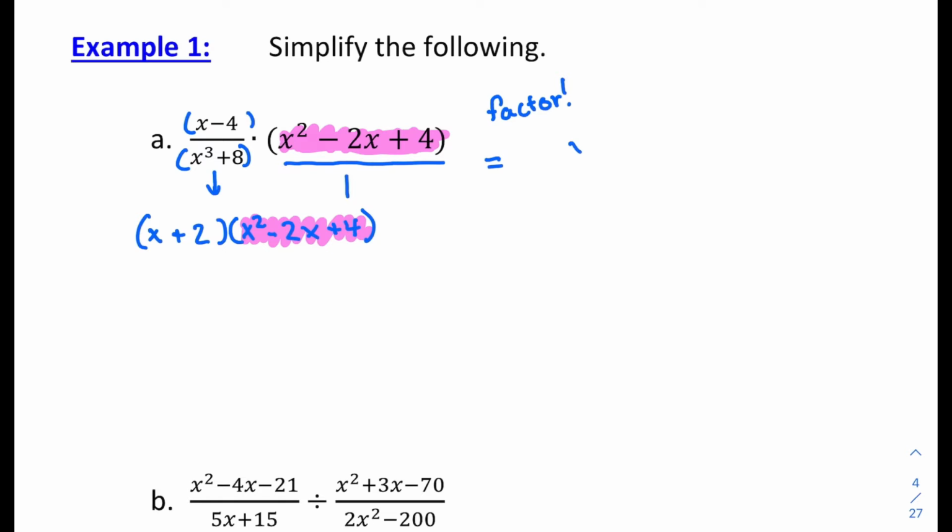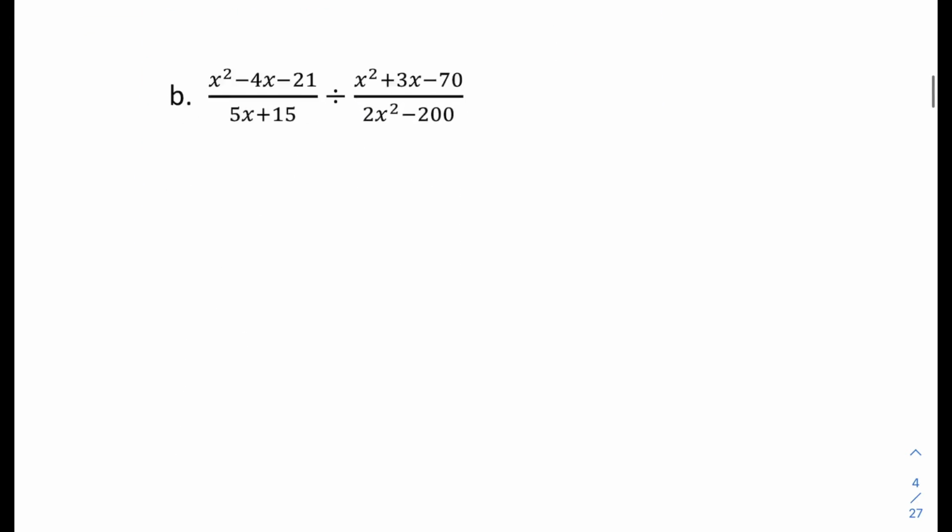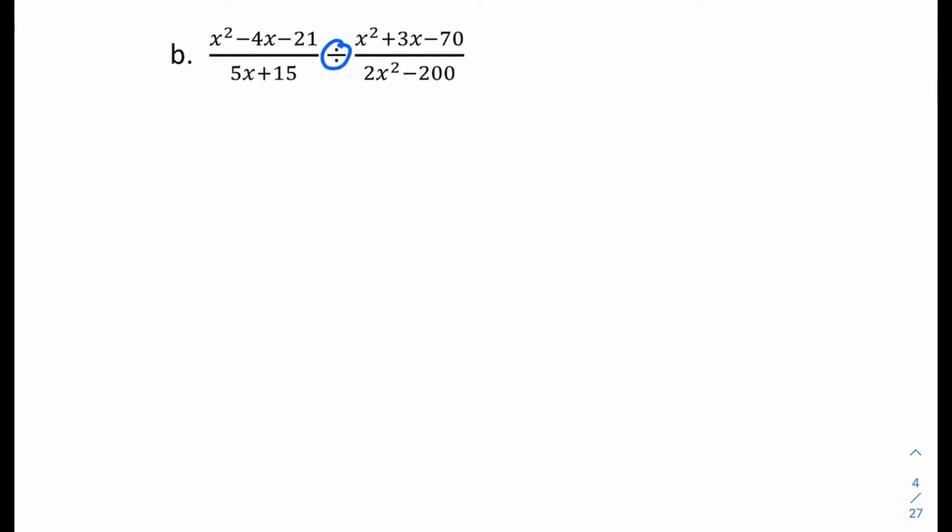So those will divide out to 1, and you'll just be left with a factor of x minus 4 on top and x plus 2 on bottom. And there it is, all simplified. You can't go any further because those 4 terms don't share any more common factors.